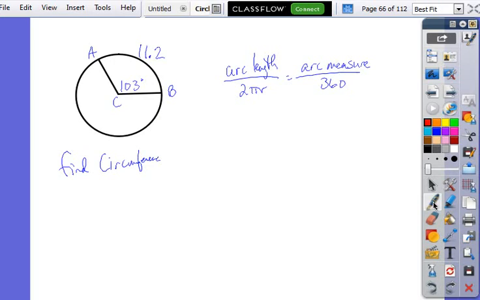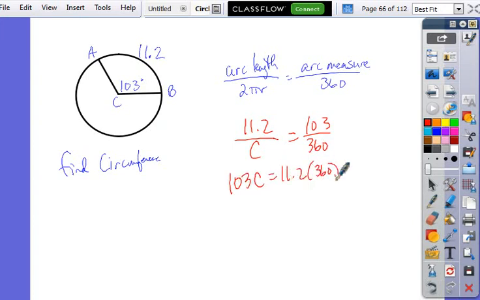Arc length is 11.2, 2 pi r is going to be replaced by C, over 103 over 360. So I'll cross multiply: 103 times C equals 11.2 times 360. Is that the 4,032? Divided by the 103, you get 39.1. Hey, you got it right.